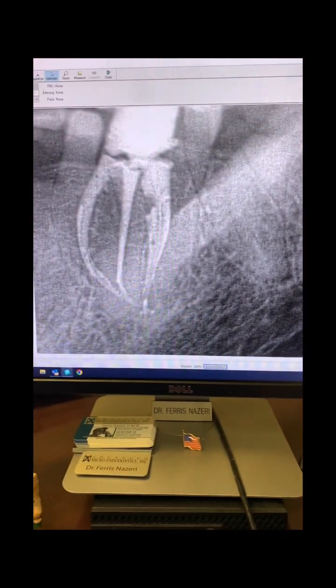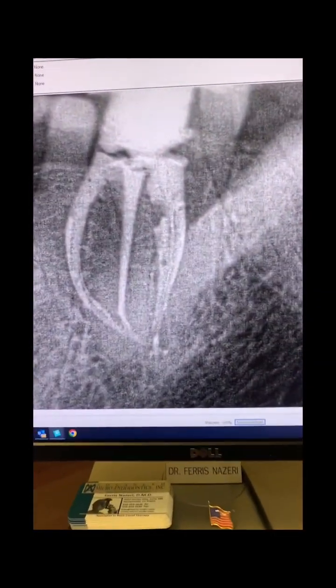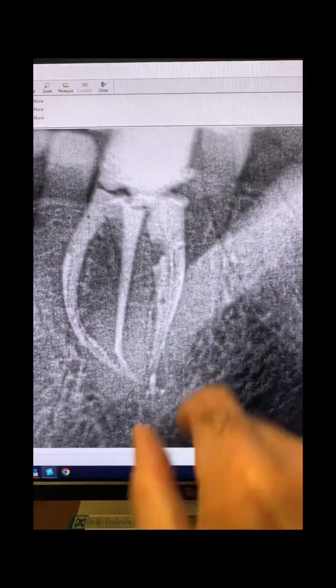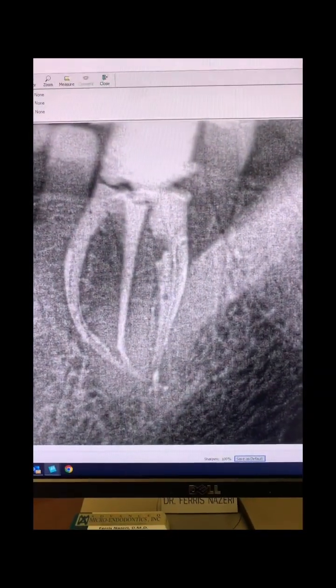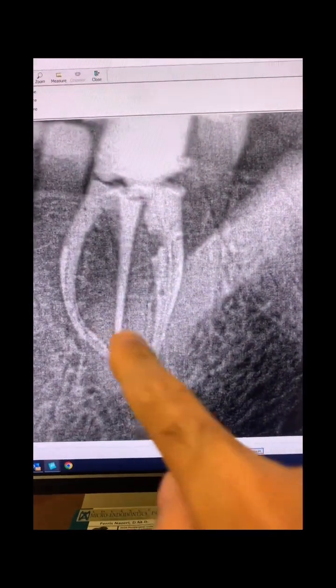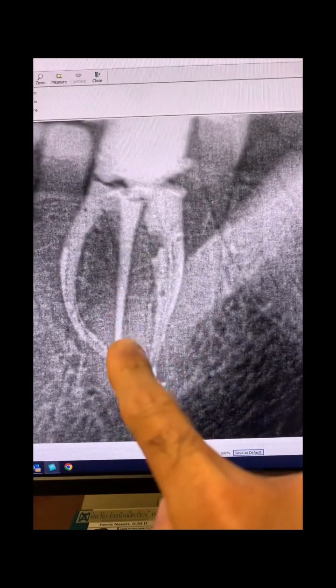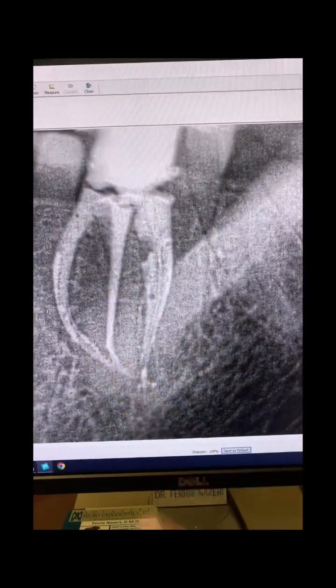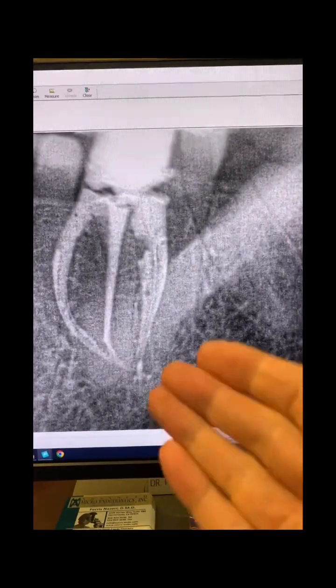And this one is an interesting one too. Take a look here. You can appreciate the curvature of these canals, and of course you can see 4 canal systems and abrupt, sudden curvature here as well. So as you can see, everything went great.